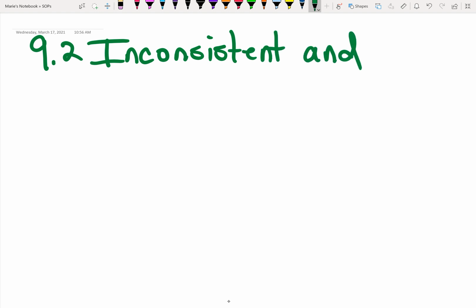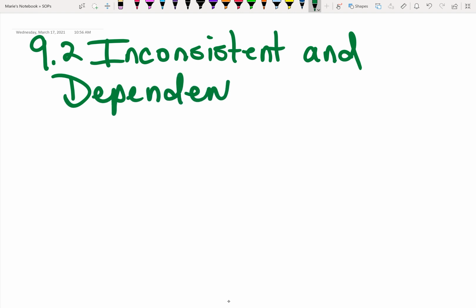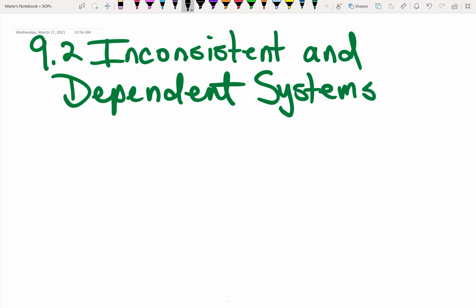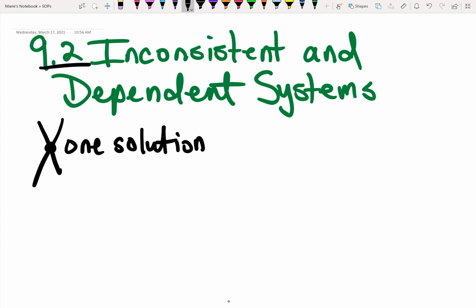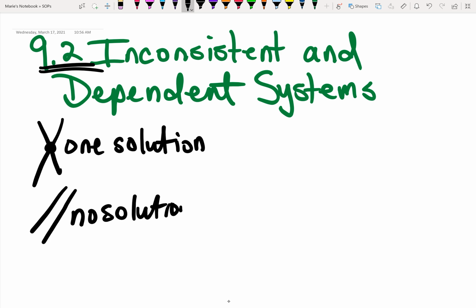Now, if you remember, we have always been solving for a solution, and there are 2 other solutions. There's the no solution and infinitely many solutions. So if you recall, just in the diagram, the one we've been solving for is where there is one solution in the previous section. That was all of 9.1. In 9.2, we're focusing on the no solution or infinitely many solutions.